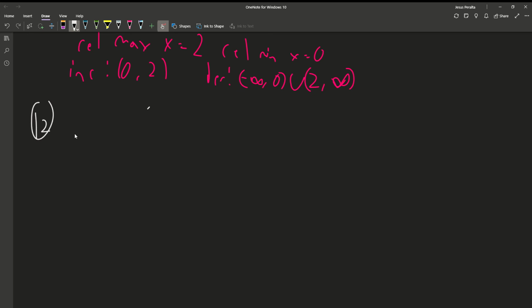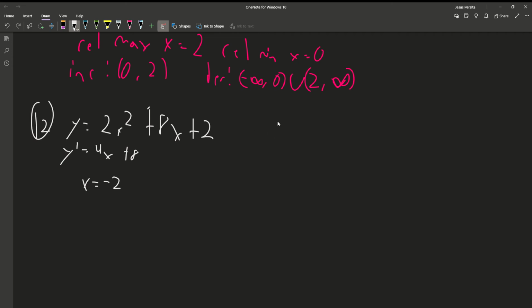12, which would be y is equal to 2x squared plus 8x plus 2. Remember, you do not have to do all of this. This is just for reference if you get confused on one of them. So then y prime is 4x plus 8. So then our x would be equal to negative 2. So that's our critical number.